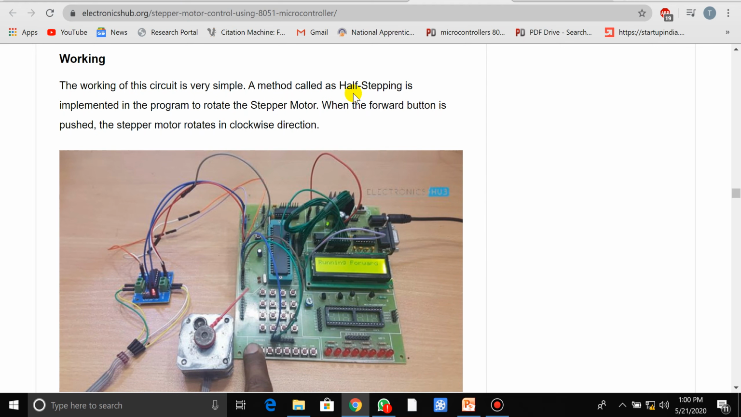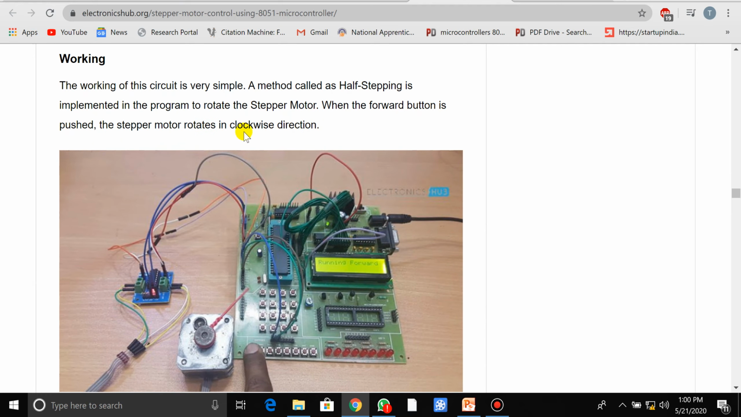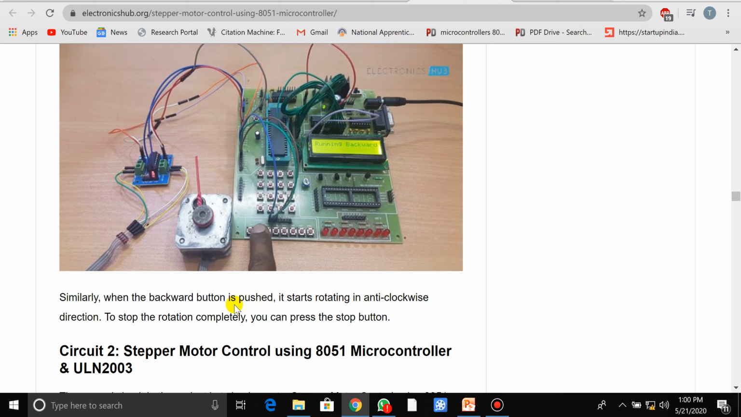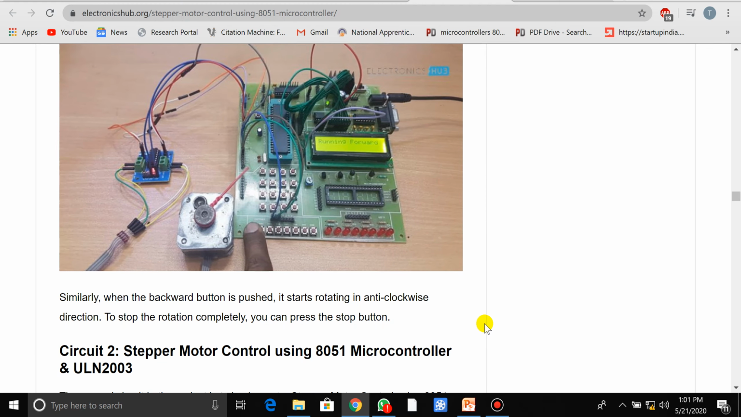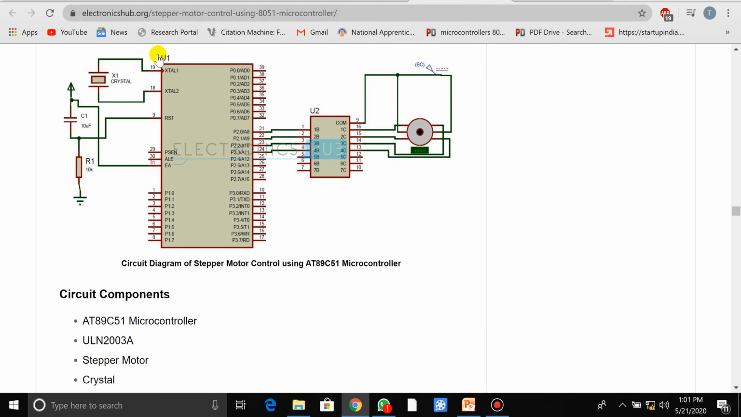The method called stepping is implemented in the program, which is using a stepper motor. When the forward button is pushed, the stepper motor rotates clockwise. If the reverse, that is the backward, button is pushed, it starts rotating anti-clockwise. To stop the rotation completely, you can press the stop button. That means they are programmed in such a way that for each button, the stepper motor performs a specific operation. So this is a circuit diagram: microcontroller, stepper motor driver, stepper motor.